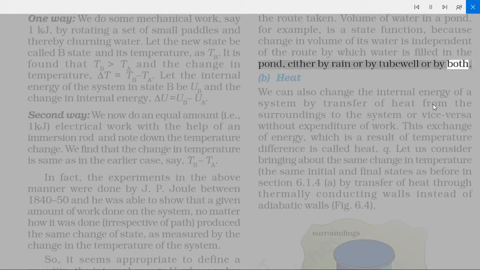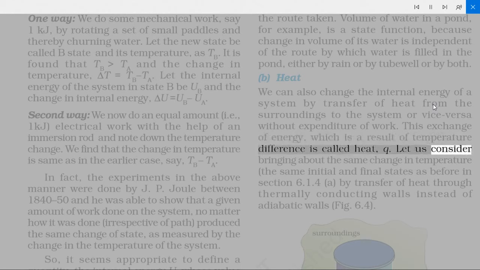B. Heat. We can also change the internal energy of a system by transfer of heat from the surroundings to the system or vice versa without expenditure of work. This exchange of energy, which is a result of temperature difference, is called heat, q.